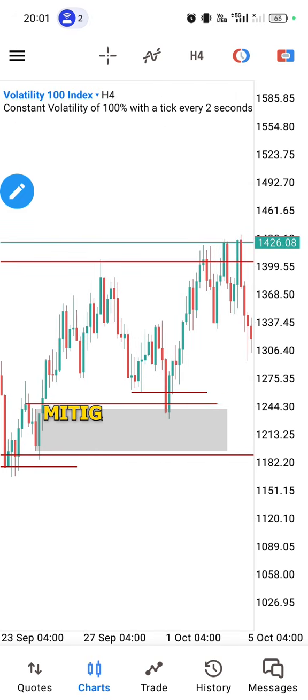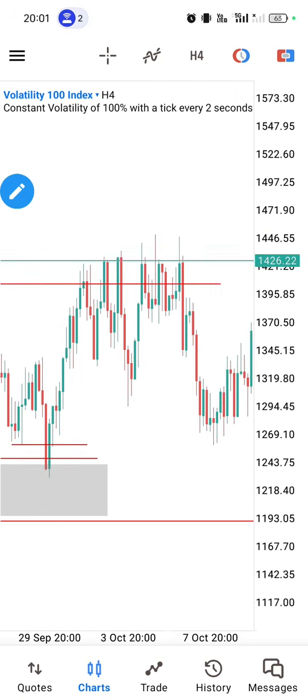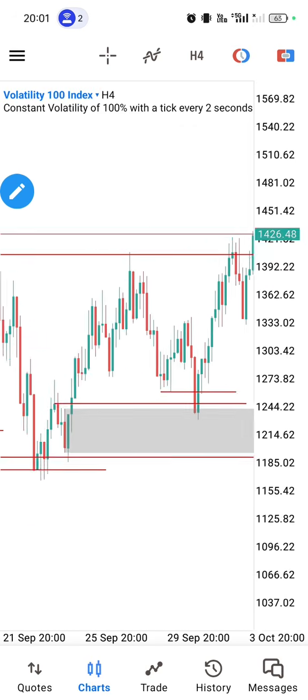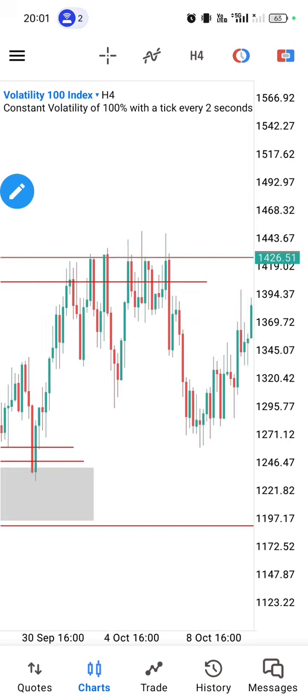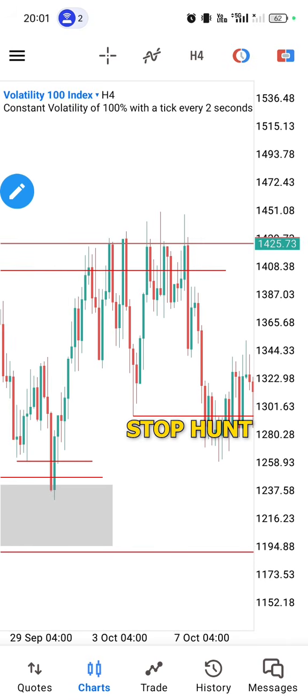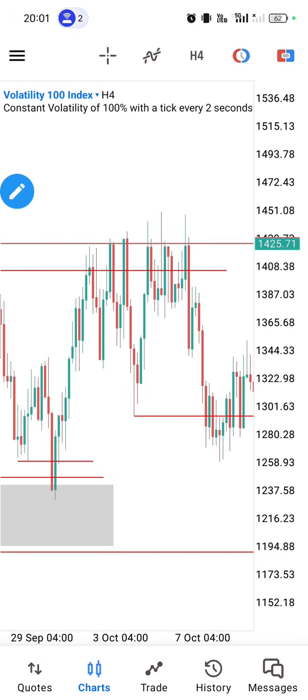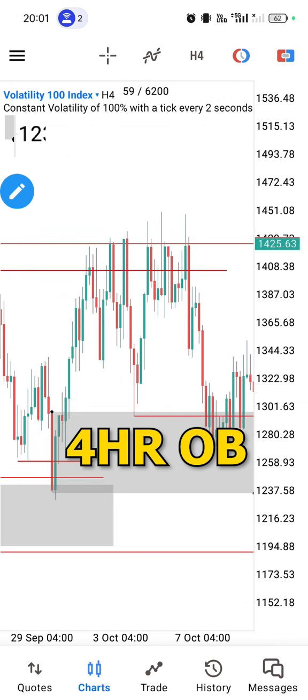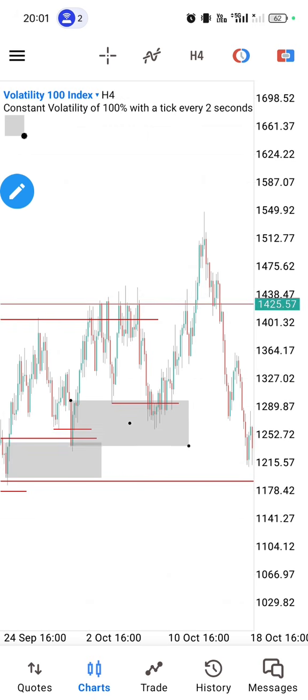Now right there was also a mitigation block, so it was a strong reaction off of that level. Then it continued to shoot up to give us again a BOS. Then when it returned back, it gave us another stop hunt while it hit the 4-hour order block. So you can see there was a bullish institutional order flow.